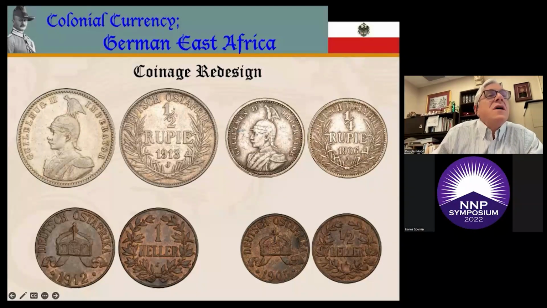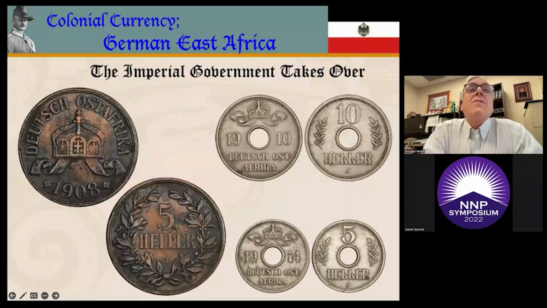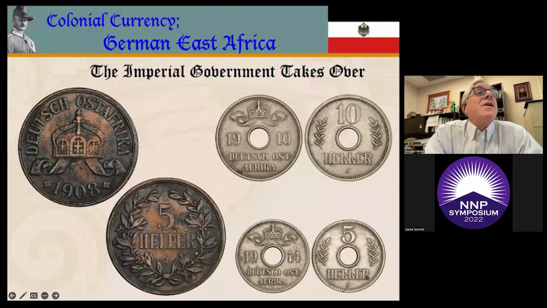So this meant that there was a complete series of coins ranging from the 1 rupee down to a half Heller, thus providing the ability to completely monetize all the transactions needed in the colony from the lowest to the highest. The new 5 Heller bronze and 10 Heller copper nickel coins were added in 1908.